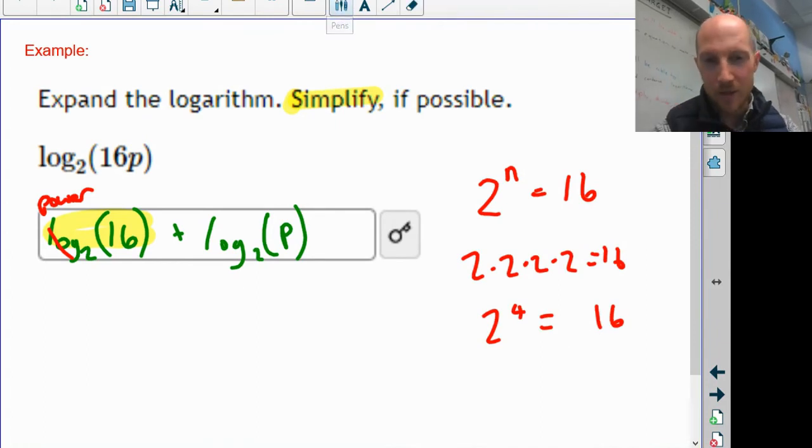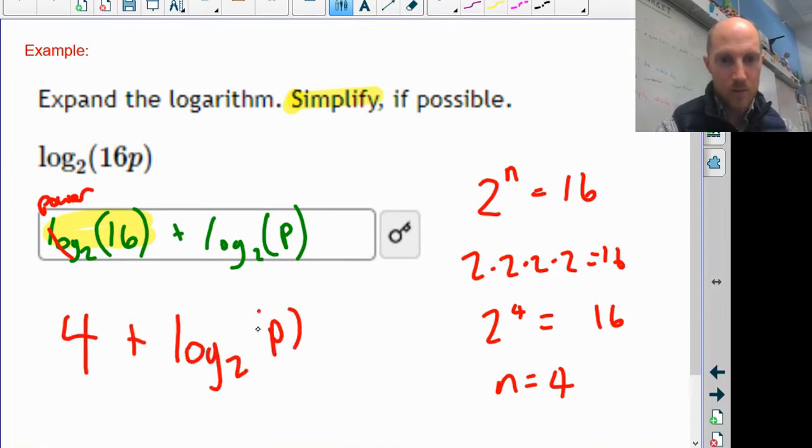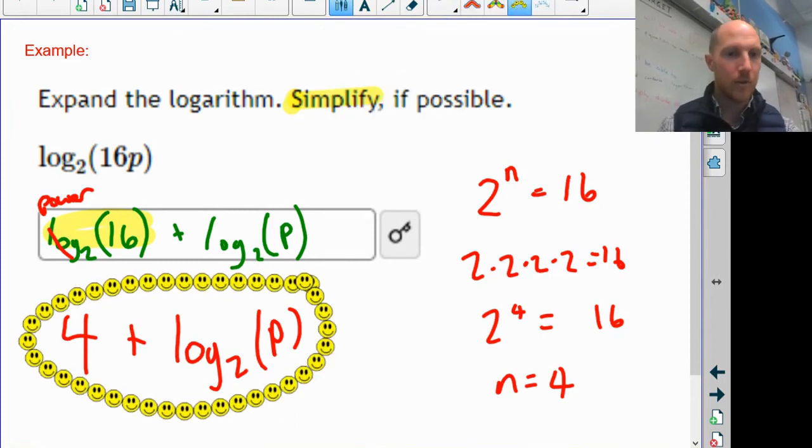Okay, so that yellow highlighted part, we can simplify to the power. The power is what we're after here, not all the rest of that stuff. So 4. That whole yellow nonsense there is going to turn into 4. Final answer.